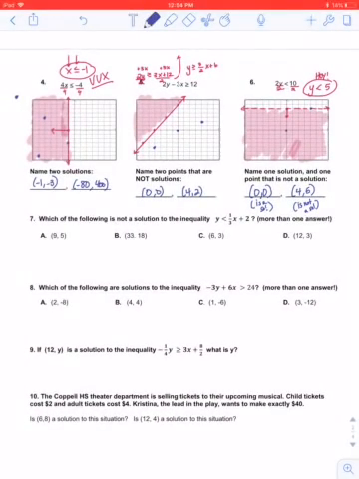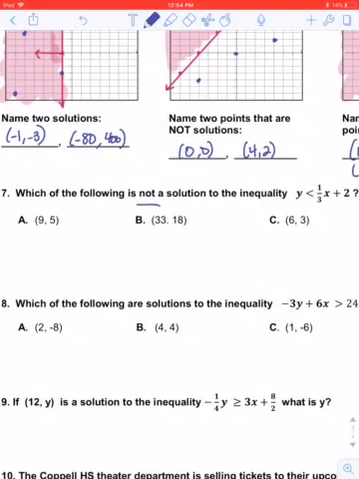All right, switching gears now from the graphs to the actual inequality. It says, which of the following is not a solution to the inequality y is less than 1/3 x plus 2? It says there's more than one answer. Well, there's no graph here. I could pull out a graph. I could get some graph paper and actually graph this out to look and see where it's in the region or not. However, I could just plug these in like I did before.